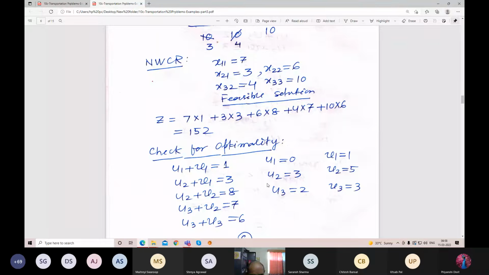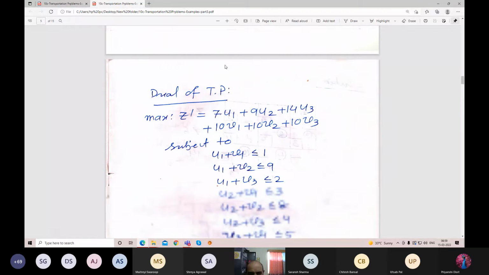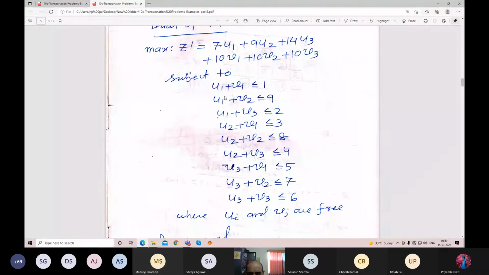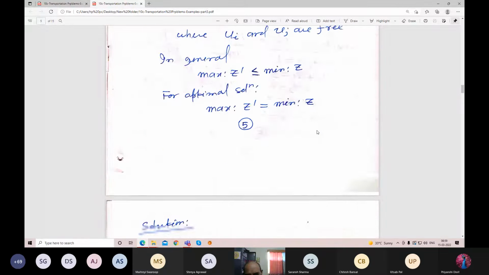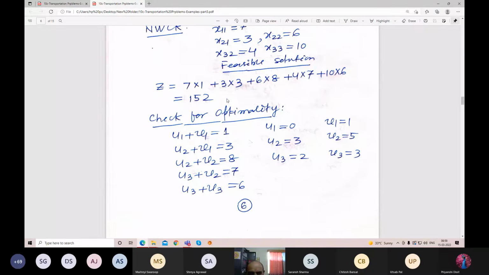As we know, X11 equal to 7. With respect to this variable, there is a dual constraint. The dual constraint U1 plus V1 minus 1 has to be equal to 0, because the first one is non-zero. So U1 plus V1 minus 1 equal to 0. So here we find U1 plus V1 equal to 1 with respect to the first one.